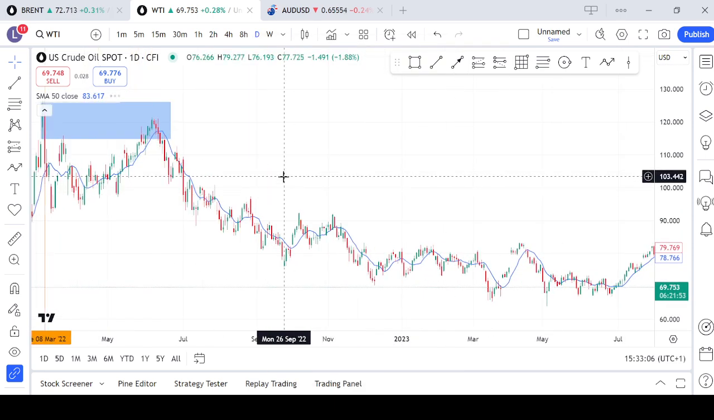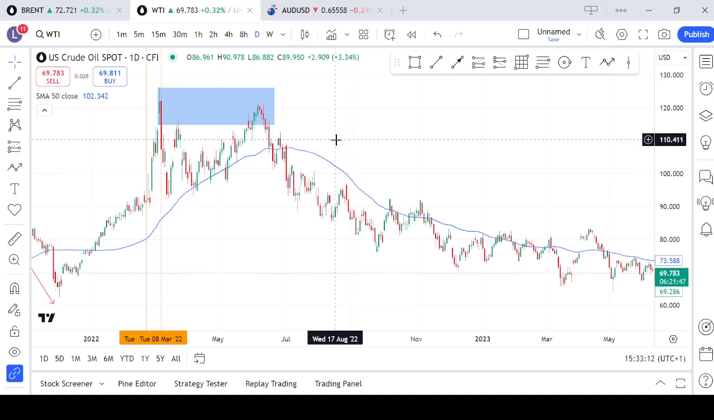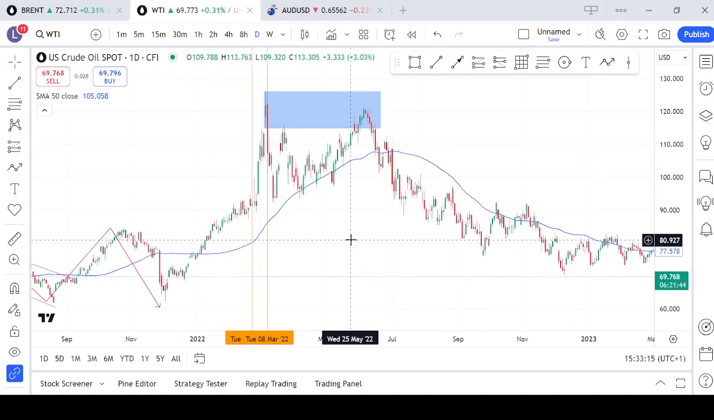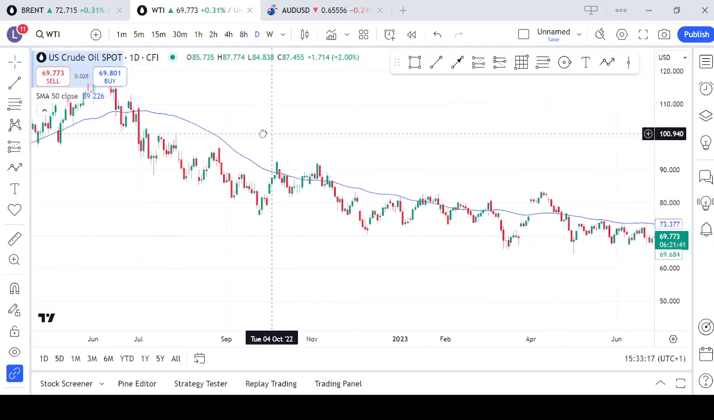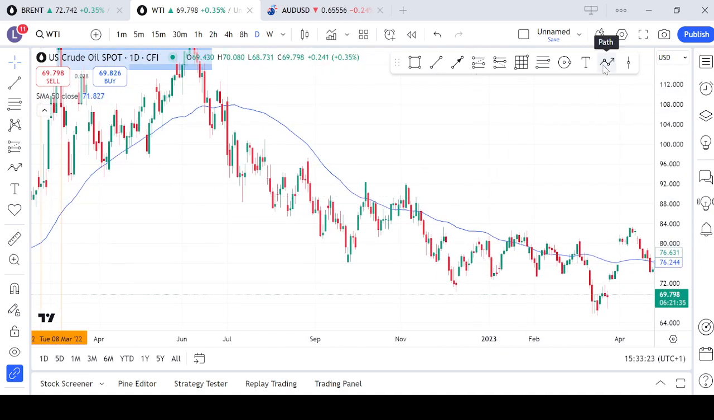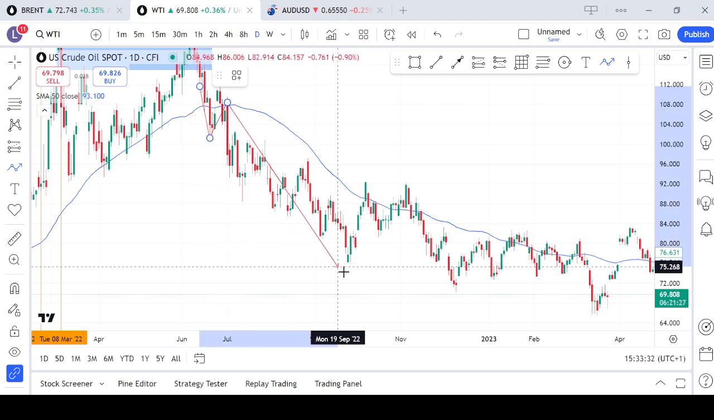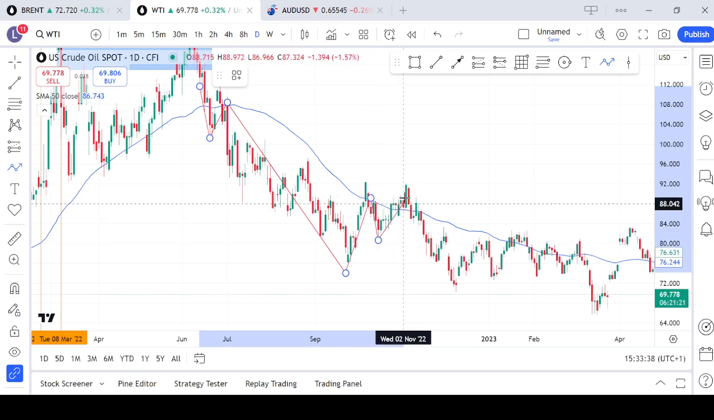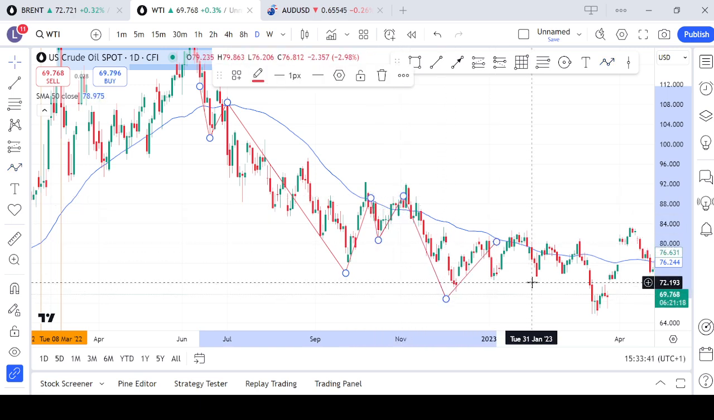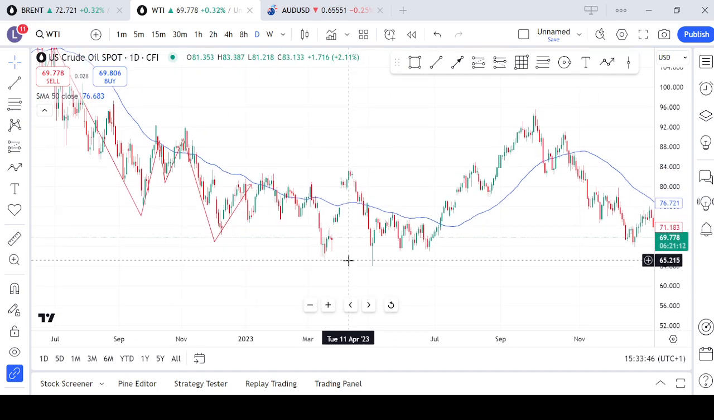So when price is below the moving average, it signals a bearish trend, and if it's above the moving average, it signals a bullish trend. So you can see using the moving average, we can gauge whether the oil market is bearish or bullish. You can see this price broke through this moving average right here, had this retest and further downsides. Price kept on using the moving average as resistance levels as it continued its downtrend through 2022 and into 2023.